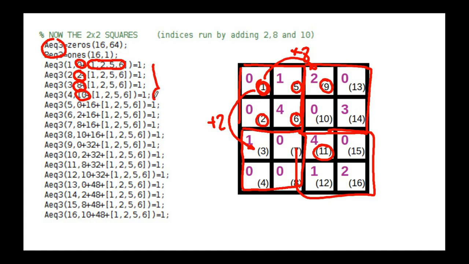But this is for number 1. What about number 2? What about number 3 and 4? I add 16, 32, and 48 as before.